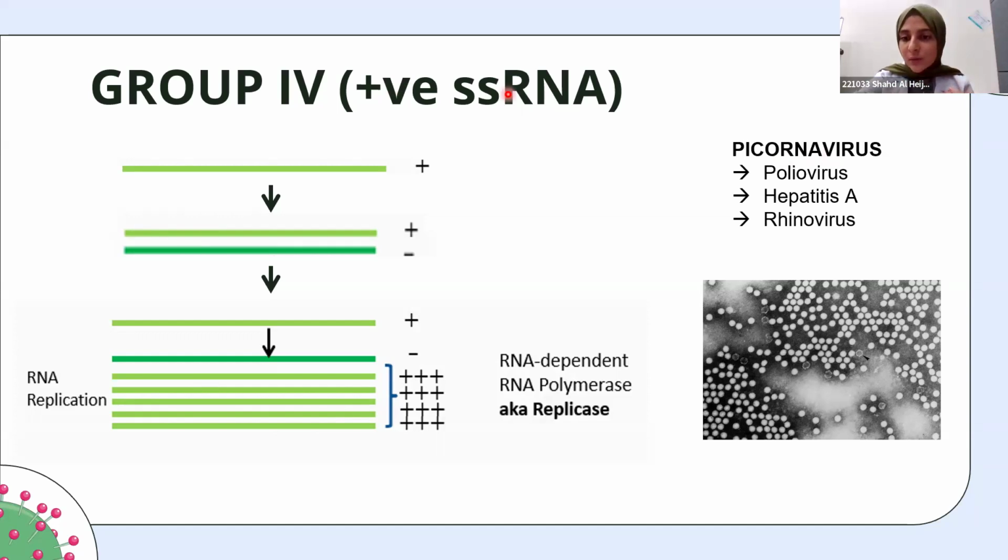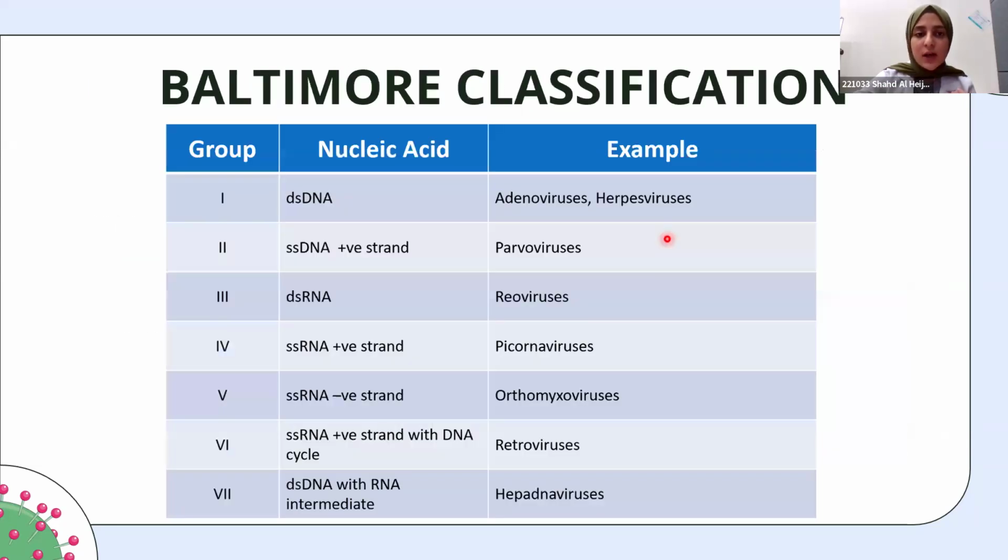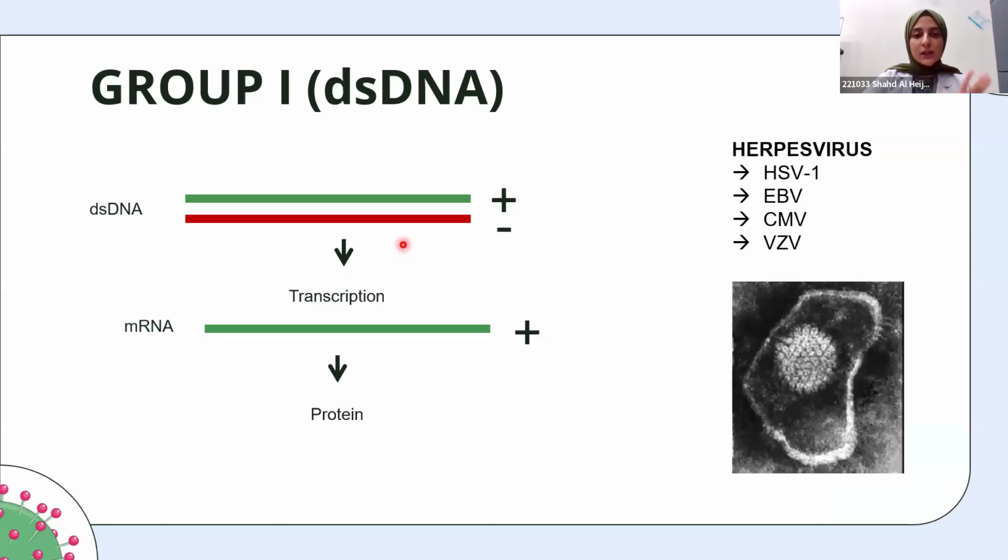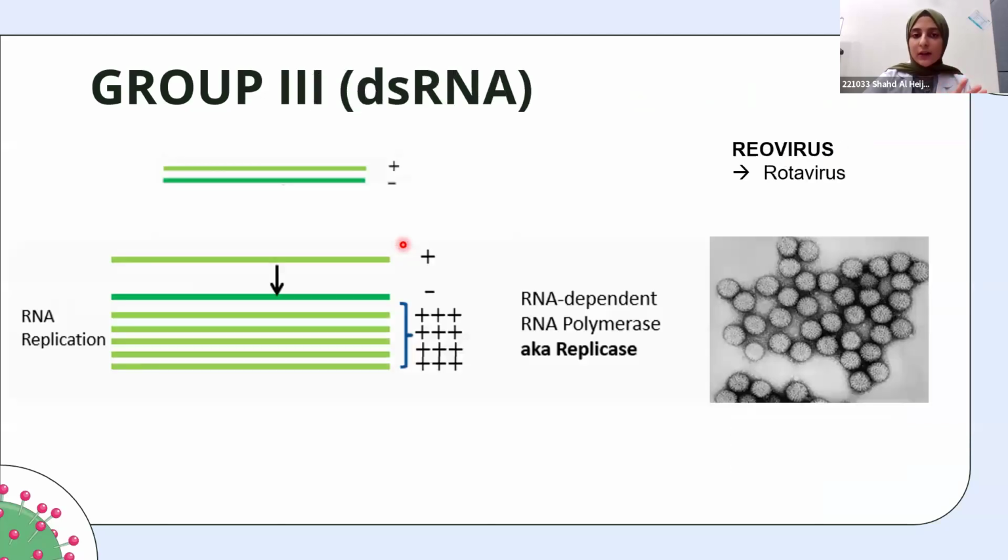Have a question? What was group 2? Okay, we didn't talk about group 2 here because the doctor didn't touch upon it, but single-stranded DNA positive strand, which is a parvovirus. This is group 2. But for now, let's focus on the thing the doctor focused on. So this is the double-stranded DNA, double-stranded RNA.